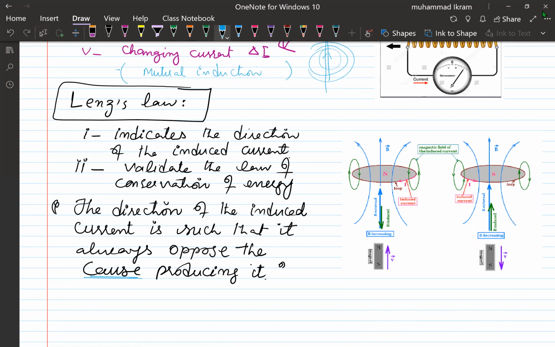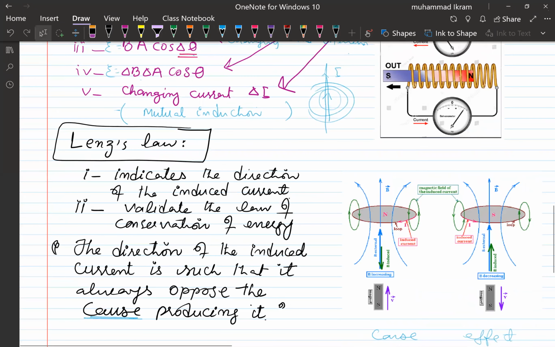What does this mean? You have the cause and you have the effect. For example, what is the cause? The cause is the motion of the magnet, that is, a moving magnet or changing magnetic field. And what is the effect? Induced current. So in one way, what does this law say? That the induced current opposes the motion of the magnet. How is it so?